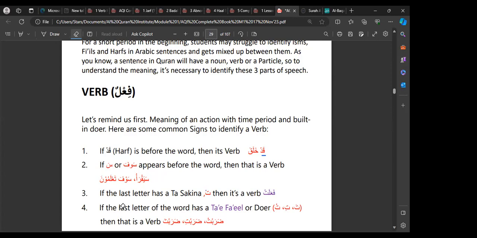Number 3, if the last letter has a ta sakina. What was the ta sign for nouns? Who remembers the ta sign for nouns? Round ta. Sorry, the ta letter. What kind of ta was on nouns? Round ta for noun. Ta marbuta. Ta marbuta. Yeah. Very bad handwriting, but ta marbuta.